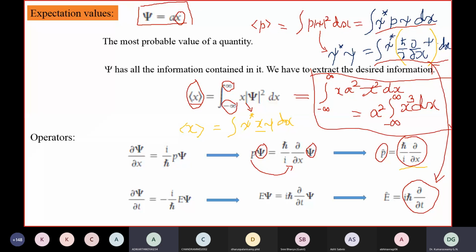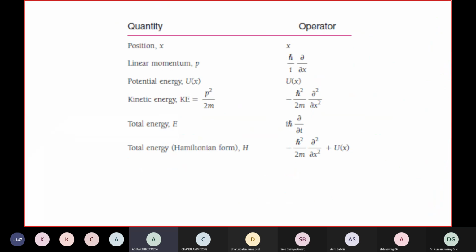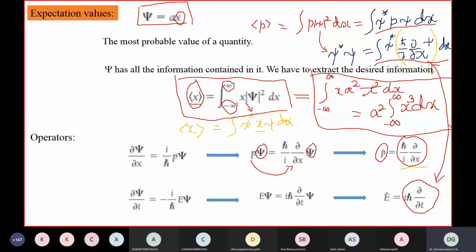Sir, which one do we have to note down? You have to note down this one. Afterwards, you note down the operators, these two, and I'll give you the list of operators. Note down this list. Expectation value of momentum also, sir? Expectation value of x you write down. Afterwards, you go to operators.